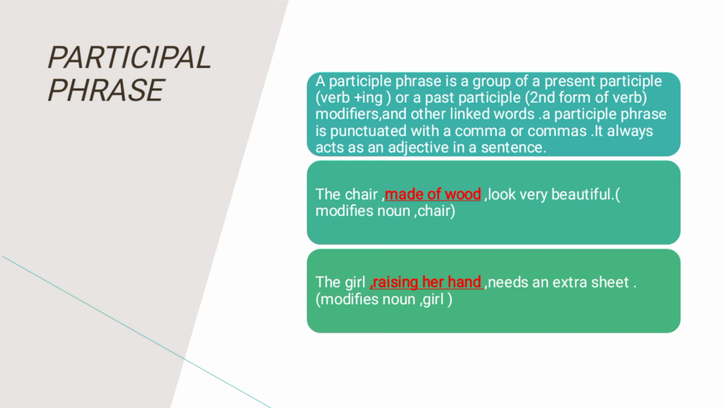Next we have, the girl raising her hand needs an extra shade. Now you can see the underlined part of the sentence, raising her hand, is a present participle phrase here and it acts like an adjective in a sentence and is used to modify the noun girl.